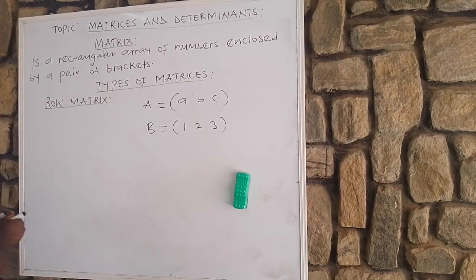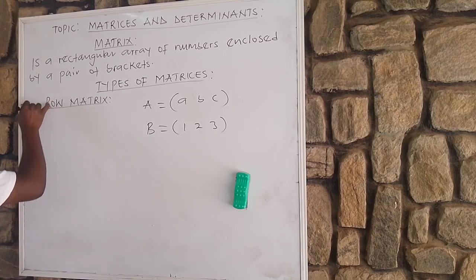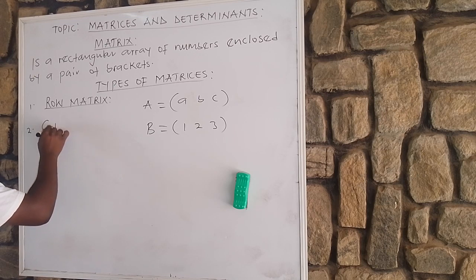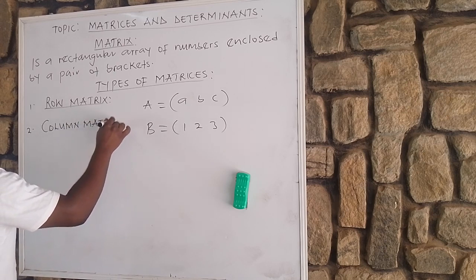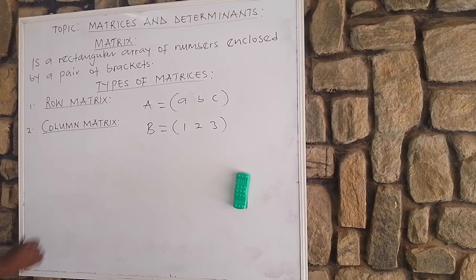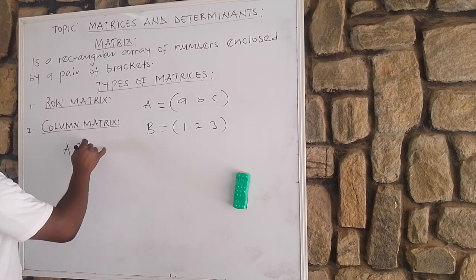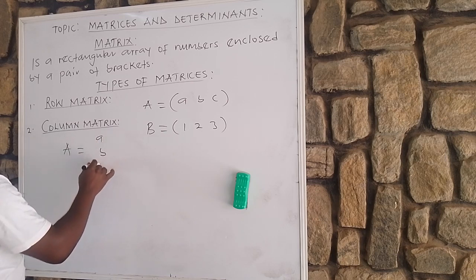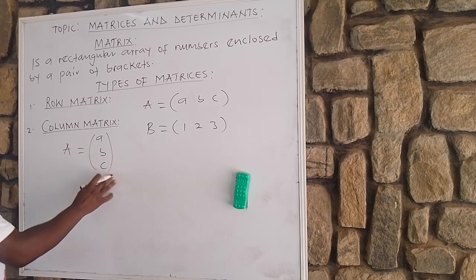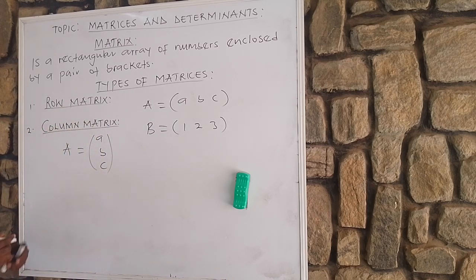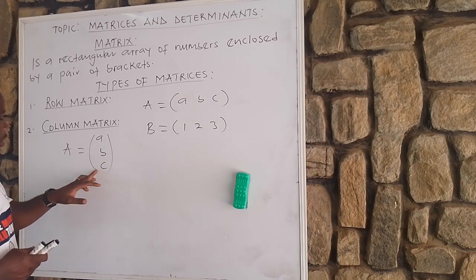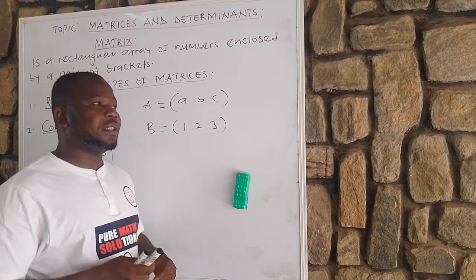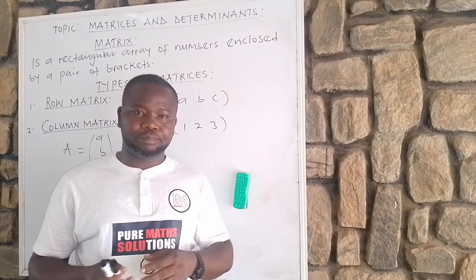Then we consider the column matrix. When we say column matrix, it is of this form: A, B, C, vertically. Yeah. This is a column matrix. Let us have it in this form, the column matrix.